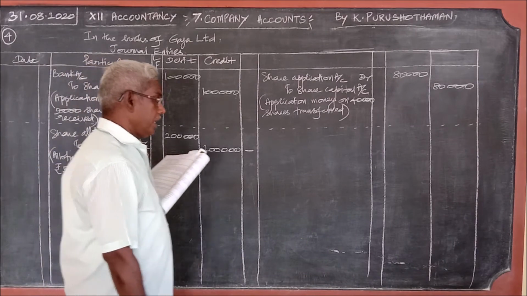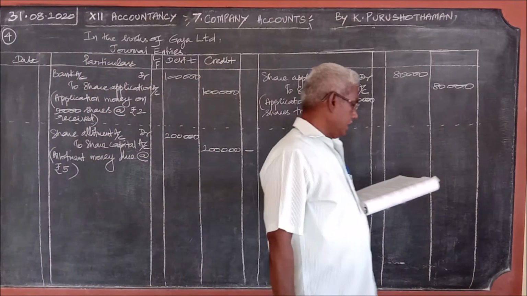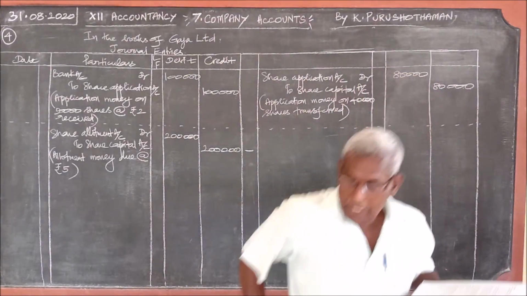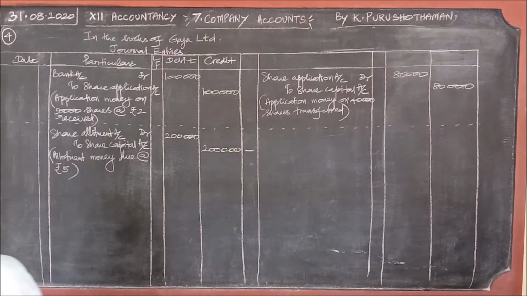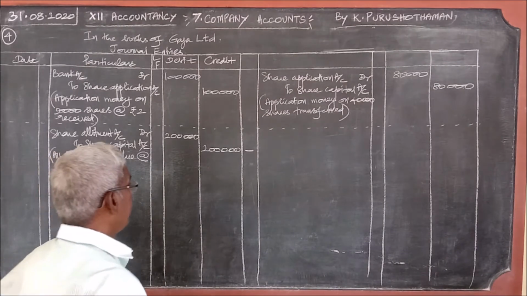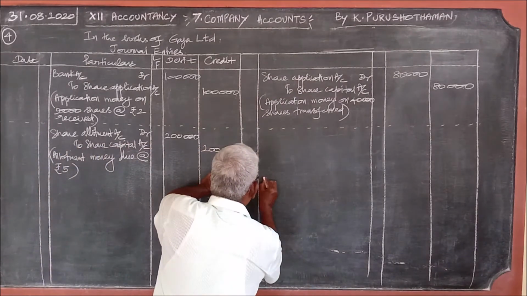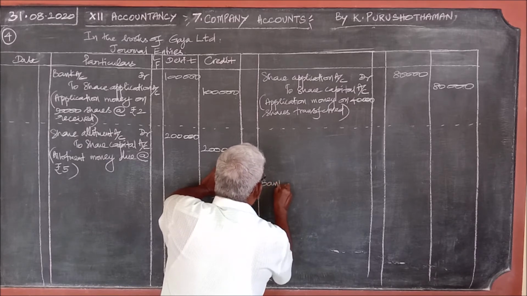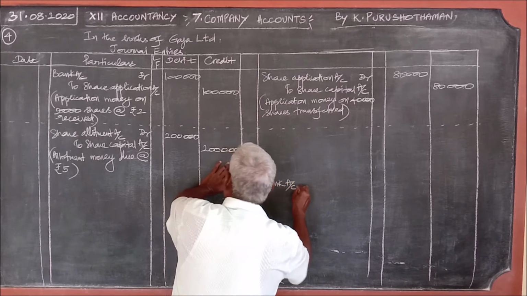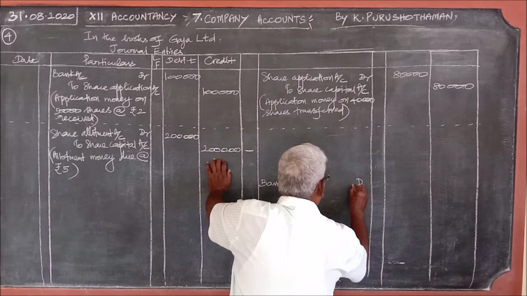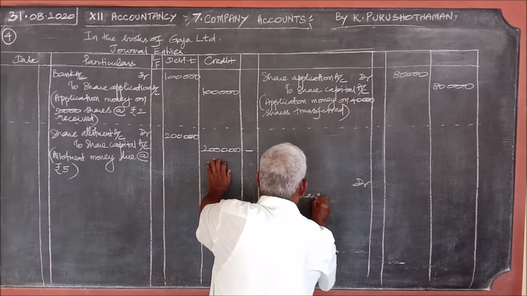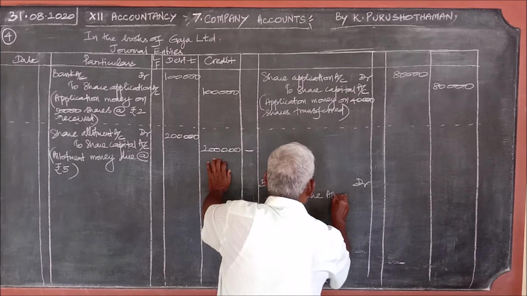Then the second journal entry. The second journal entry will be bank account debtor to share allotment account.